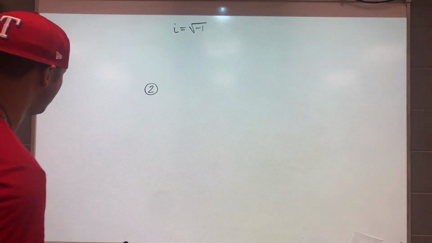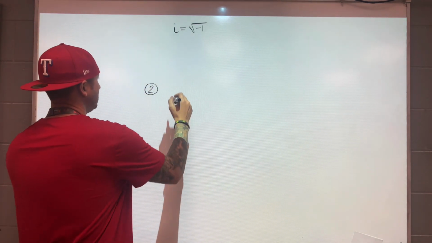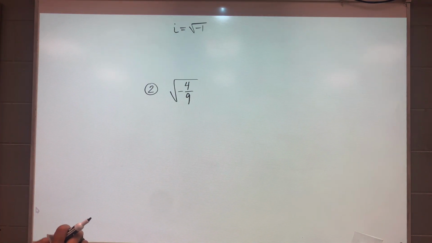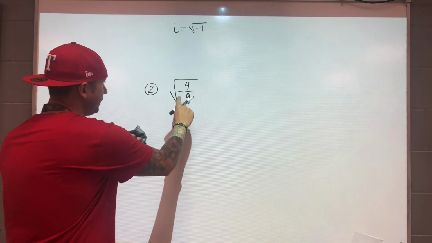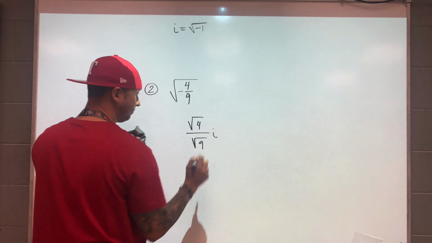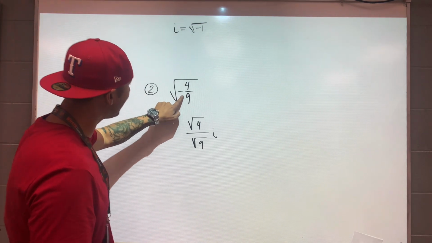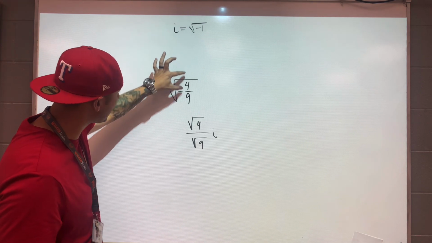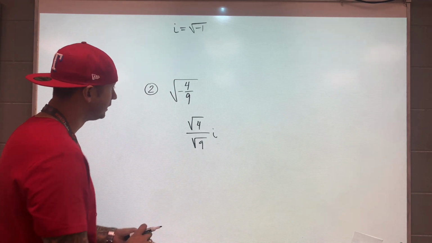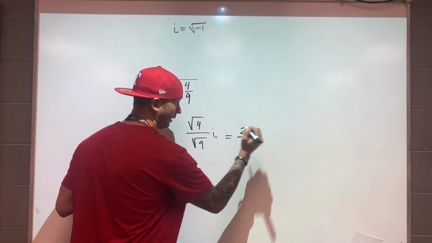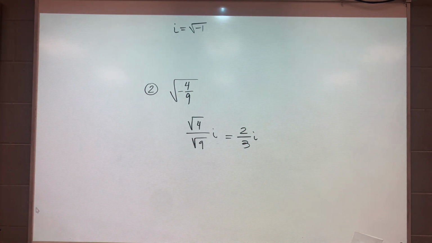Number 2. Square root of negative 4/9. All right, I'm going to pull the negative out as i. Then the square root property says I can take the square root of the top and the square root of the bottom separately. So square root of 4 is 2, square root of 9 is 3, and the i is just along for the ride. 2/3 i is the answer to number 2.